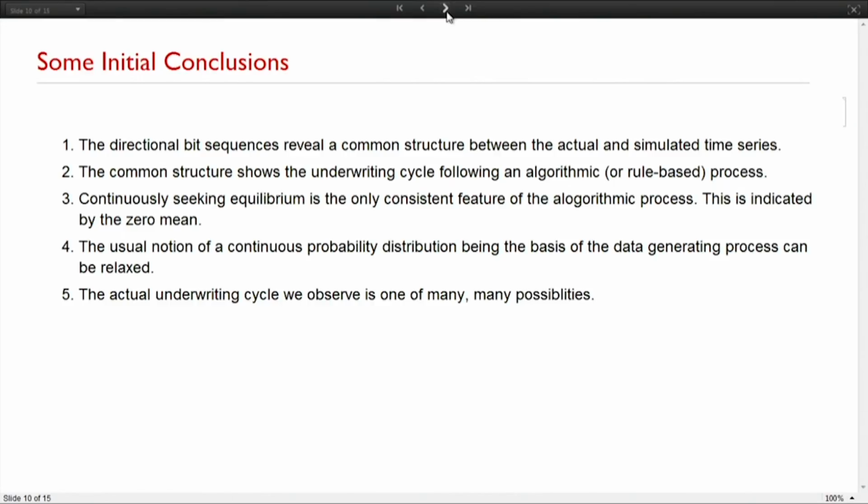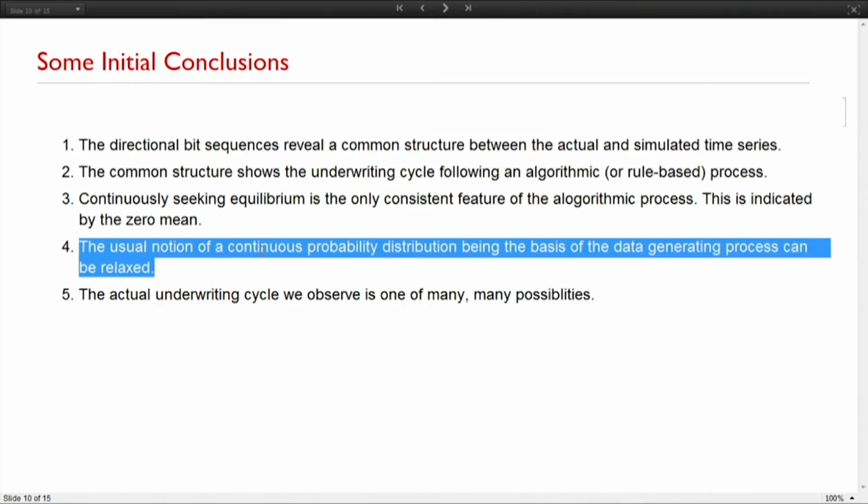So some initial conclusions. You have this common structure. Common structure shows the underwriting cycle following a rule-based process. We're continuously seeking equilibrium. And then number 4 there, the usual notion of a continuous probability distribution being the basis of a data generating process on the time series is relaxed. Okay, that's a nice way of saying, okay, let's forget about it. Right?